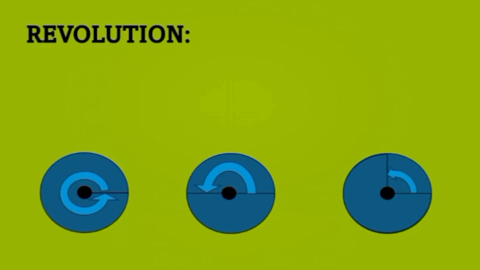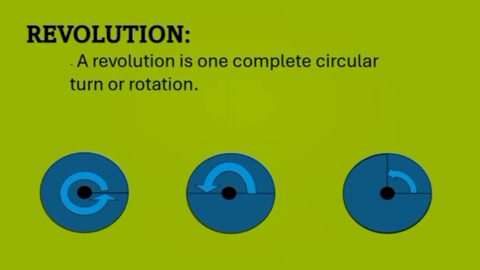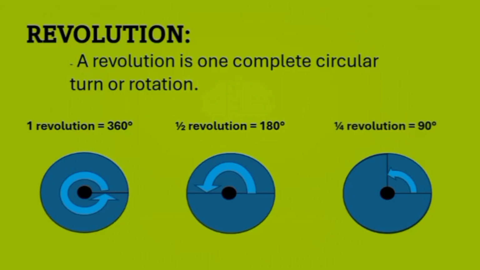And now let's talk about the revolution. A revolution is one complete circular turn or rotation. That's why one full turn or one revolution is equivalent to 360 degrees, half of a revolution is equivalent to 180 degrees, and lastly, a quarter of a revolution, or a right angle, is equivalent to 90 degrees.